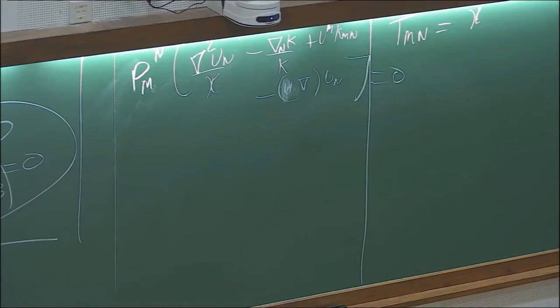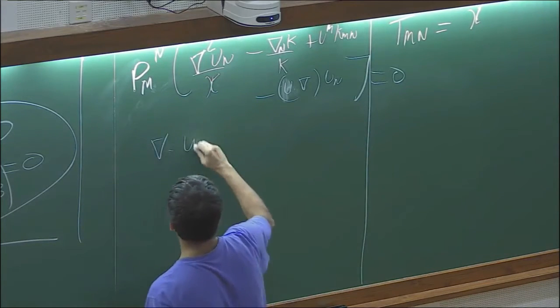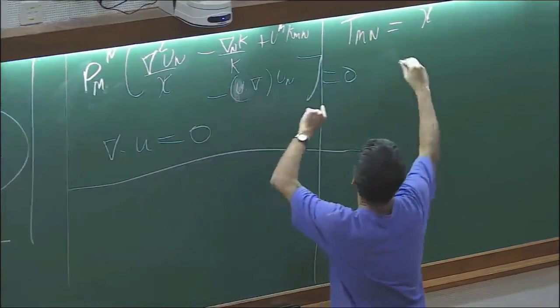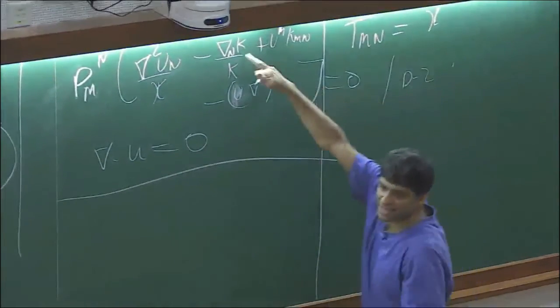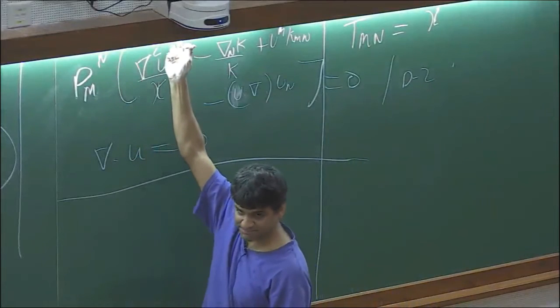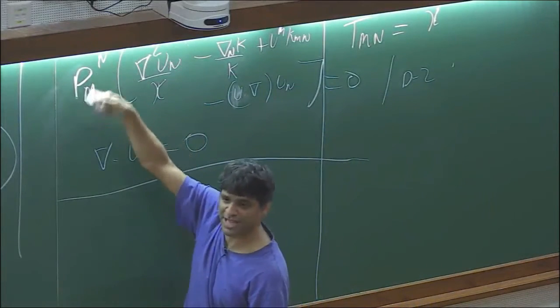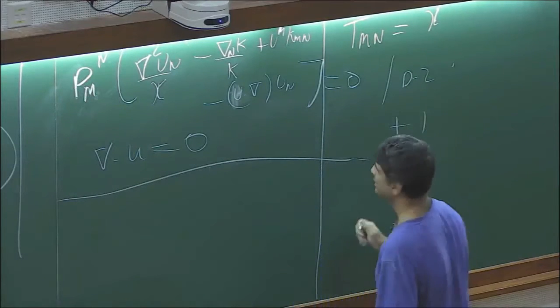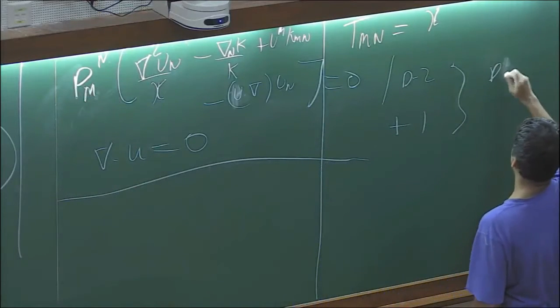How much freedom was there in our construction of these solutions? We had to specify one shape and one velocity field. In addition to this, of course, we have the equation del dot u is equal to 0. So how many equations do we have? Here we've got d minus 2 equations, because this vector is orthogonal to both n and u. That removes the 2. Here we've got one equation. Total number of equations is d minus 1.